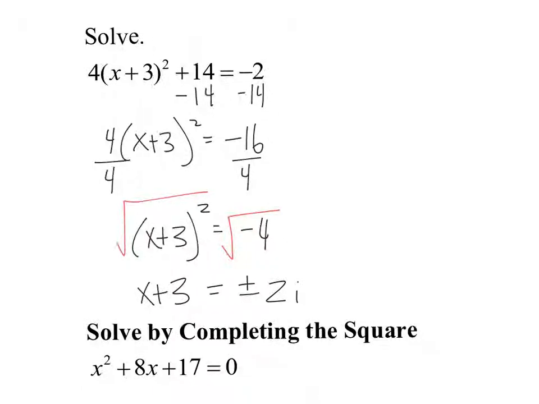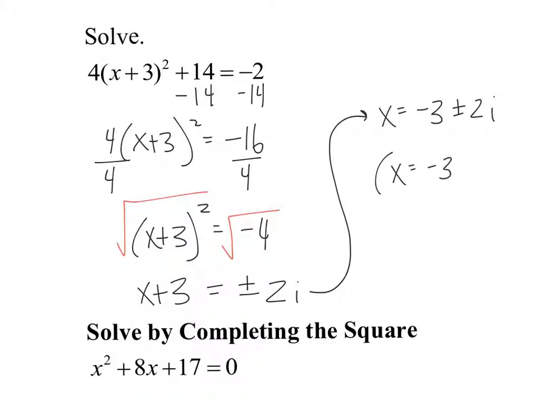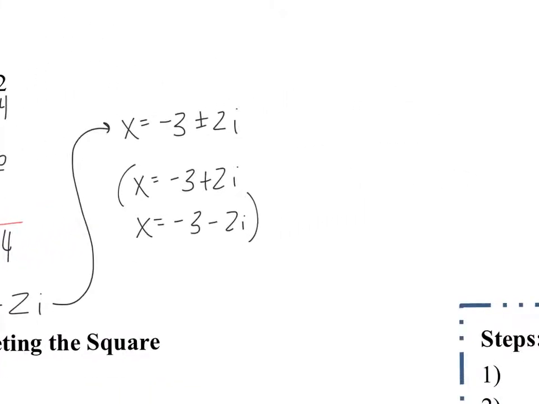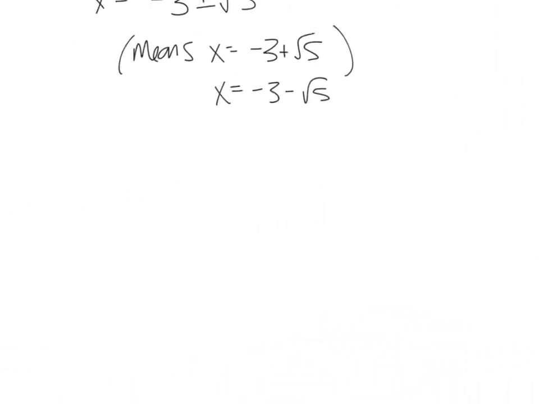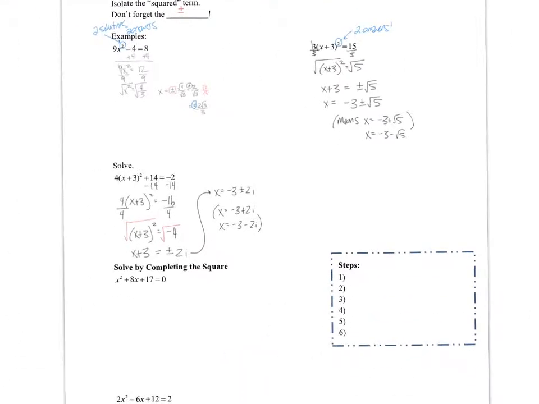So my two different answers after I subtract the 3 from both sides, that's going to give me negative 3 plus or minus 2i. So again, what this means is that x equals negative 3 plus 2i or x equals negative 3 minus 2i. Those are my two different answers because this is a degree 2 equation. Looks like that's the last one from that section.